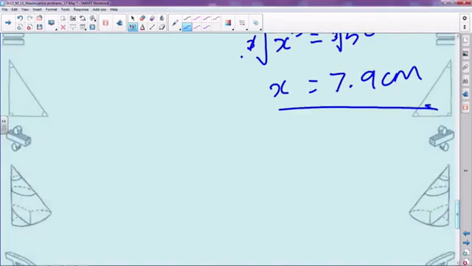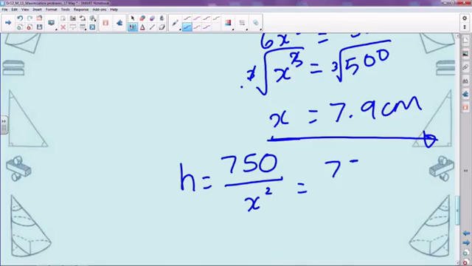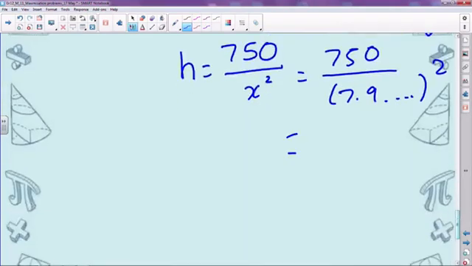But remember, you're not done, because that's just the length of the side of the square base. We need to find the height. Remember, we saw that we had an expression using the volume: 750 over x squared. So therefore my height will be 750 over, and you're going to use the answer that you had in your calculator there, over 7.9 squared, and that's going to give you an answer of approximately 12 centimeters. So that's approximately 12 centimeters, and that will be the height of this shape.